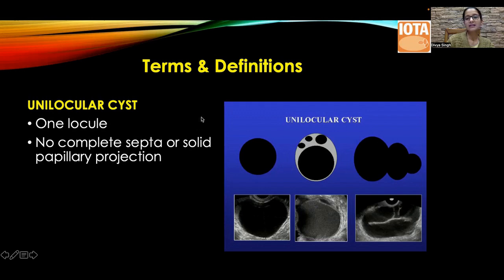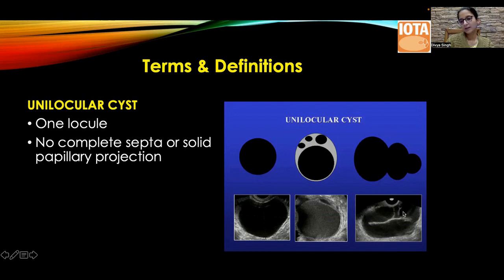Now coming to the description of the appearance of various adnexal lesions. Unilocular cyst, as the name suggests, has a single locule. It does not have any complete septation or a solid papillary projection within it. So as you can see in all these three images, they are all examples of a unilocular lesion, that is, a lesion with a single locule.